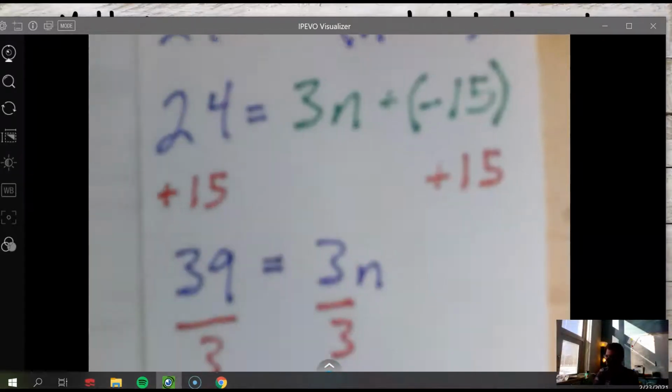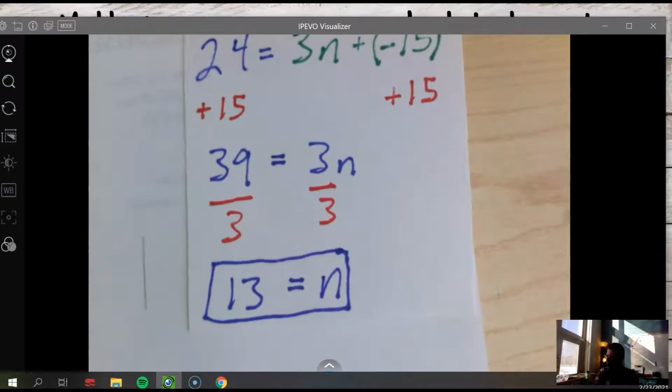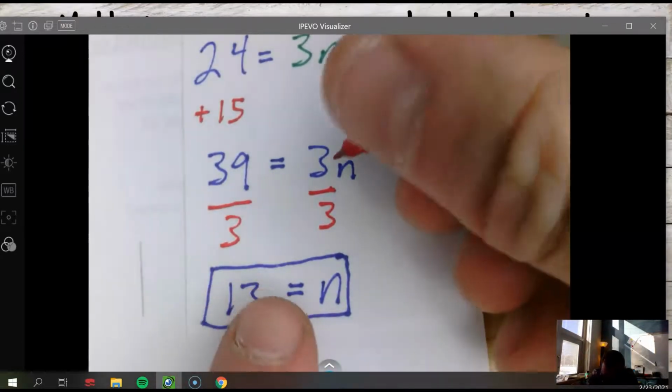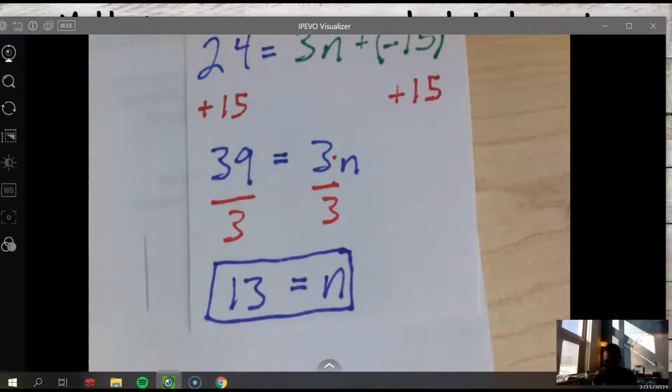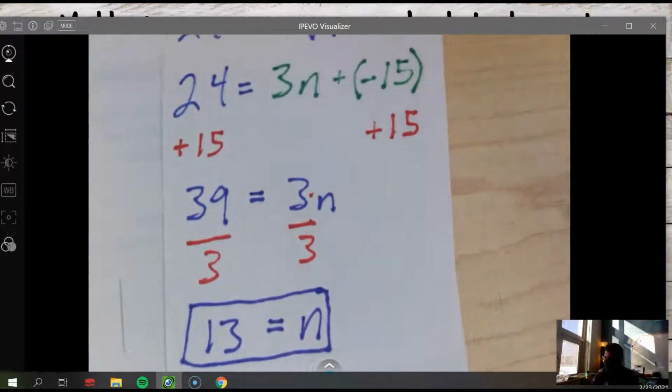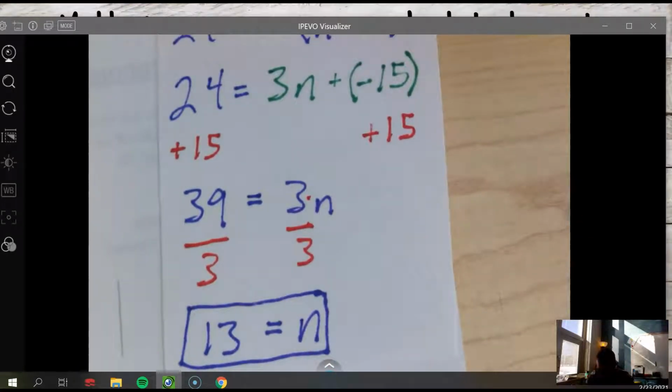I'm going to pull this out a tiny bit. And then to undo the multiplication, that doesn't have to be shown, right? 3n means 3 times n. We know that. To undo that, we divide and get 13. Take a moment and check if all that makes sense.